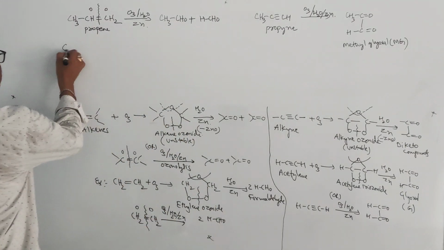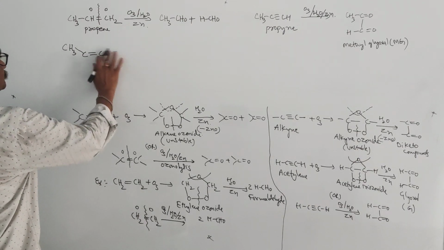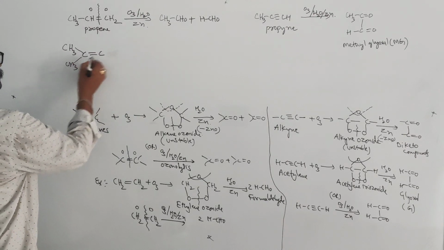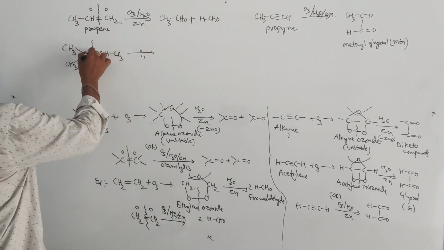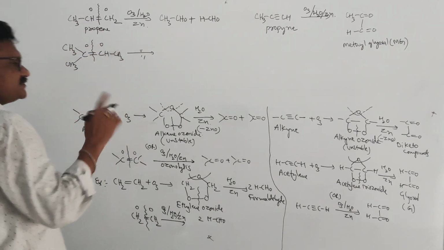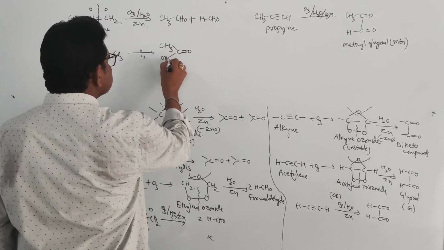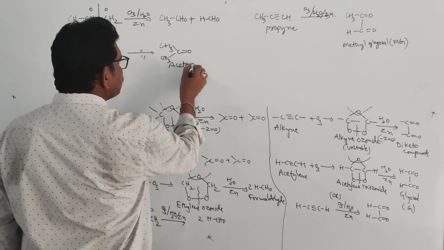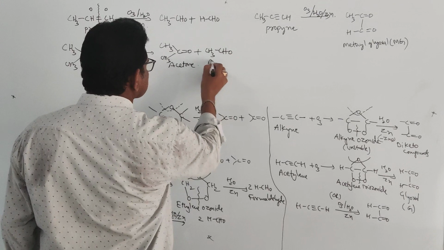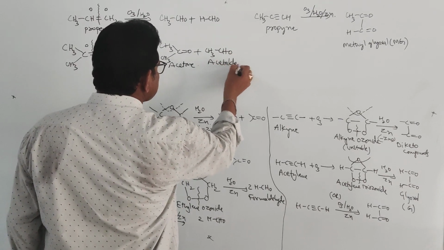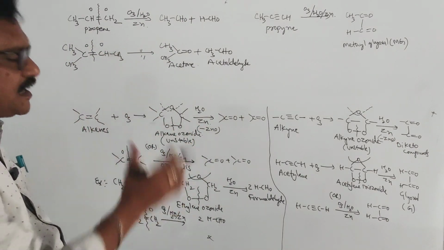Then I take another one, CH3 C double bond C, here CH CH3. On ozonolysis, what happens? Just break like this and keep two oxygens, one on either side. Ultimately, you are getting CH3 C double bond O CH3. You know this is acetone. And another one is CH3CHO. This is acetaldehyde, isn't it? So this is the easy way to write the products on ozonolysis.